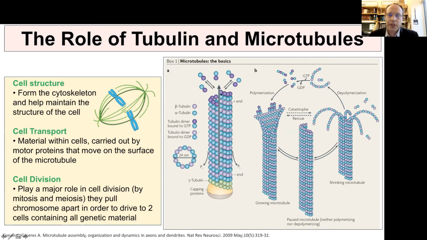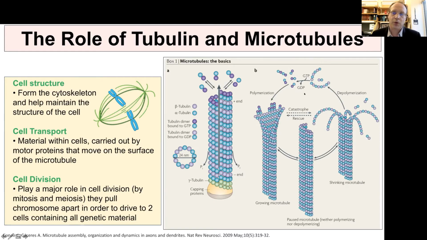After the GTP-bound tubulin dimer binds, the GTP is hydrolyzed to GDP, and then down at the negative end of the microtubule, it's all tubulin dimers bound to GDP, but the GTP-bound form is what's binding at that growing end.